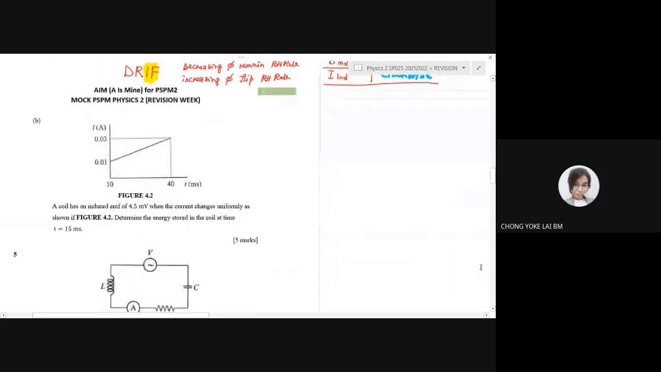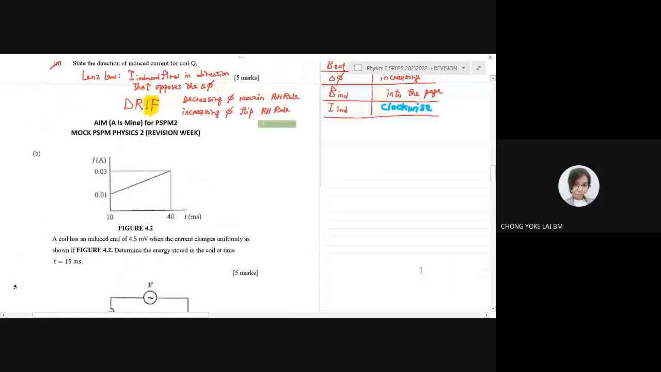Then we have 4B. Kita tengok soalan 4B. So a coil has an induced EMF of 4.5 millivolt when the current changes uniformly as shown in figure 4.2. Determine the energy stored in the coil at time t equal to 15 milliseconds.